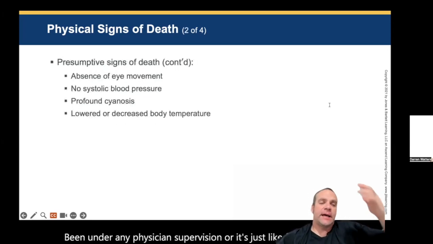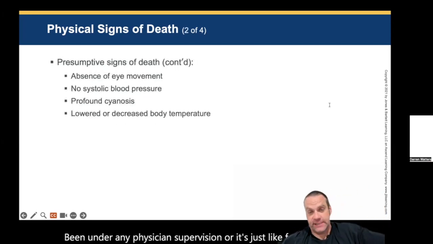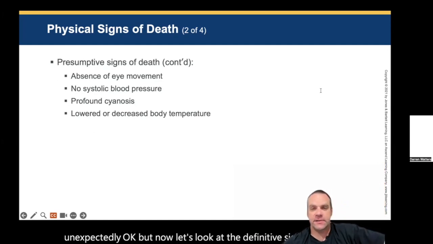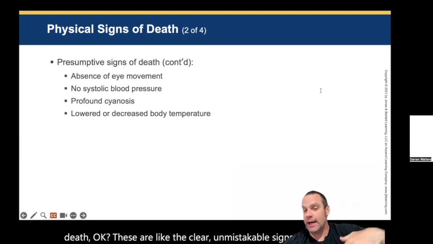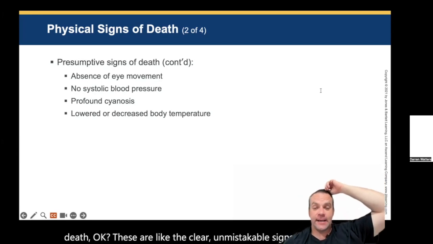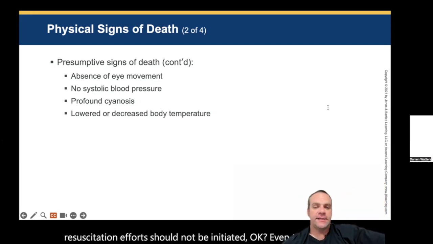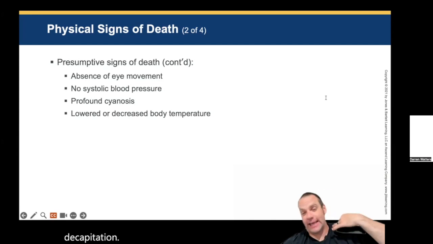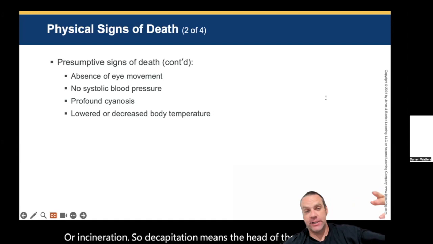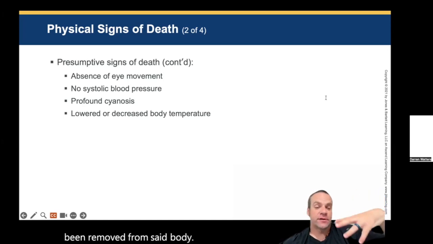Okay. But now let's look at the definitive signs of death. These are the clear, unmistakable signs that resuscitation efforts should not be initiated, even in the absence of a DNR. This includes obvious mortal damage, like decapitation or incineration. Decapitation means the head of the patient has been removed from the body. Incineration means that the body has been burned to essentially a crisp.